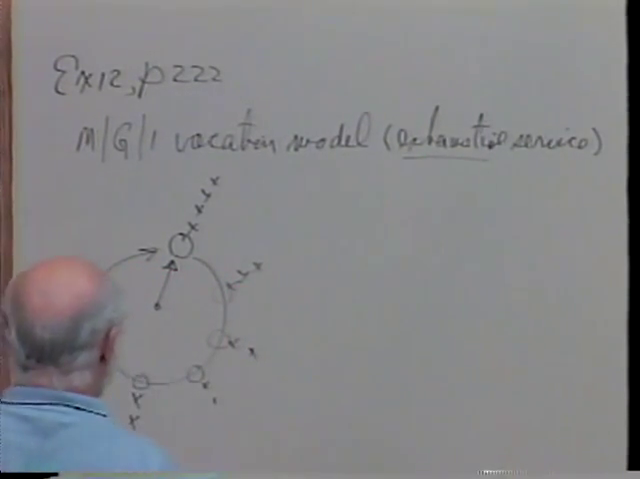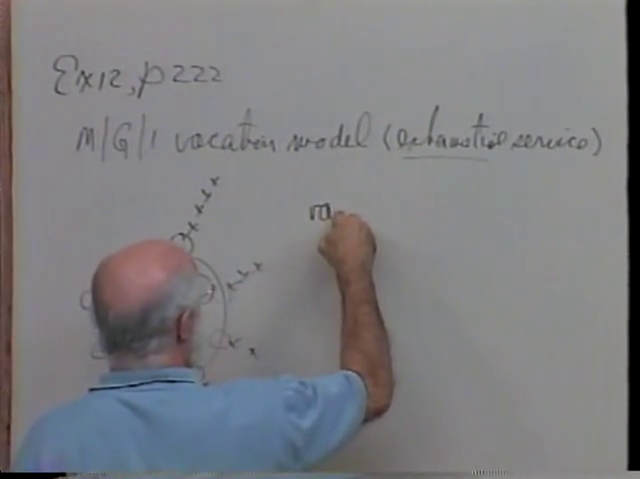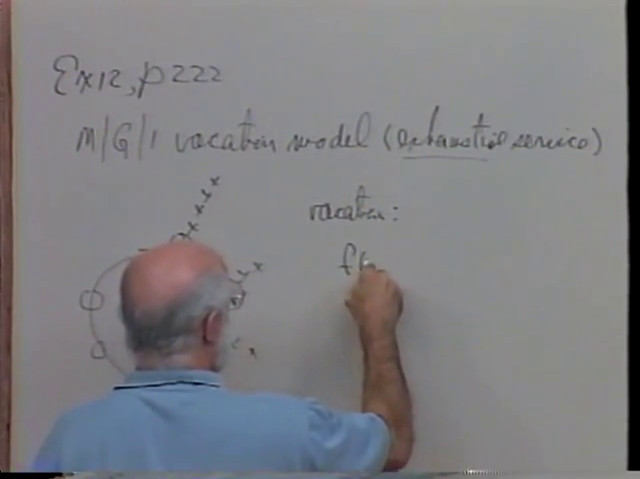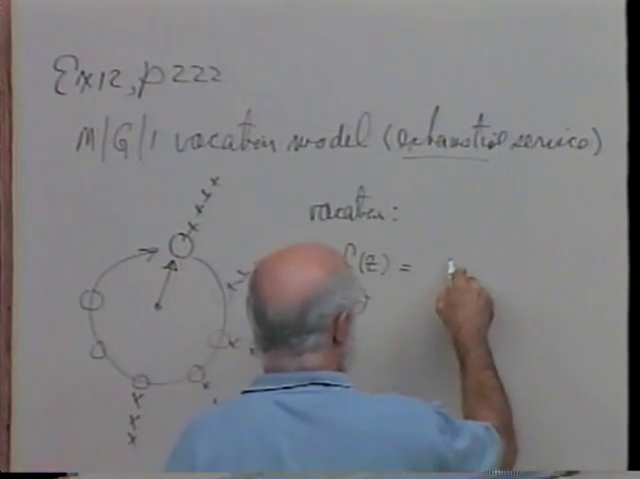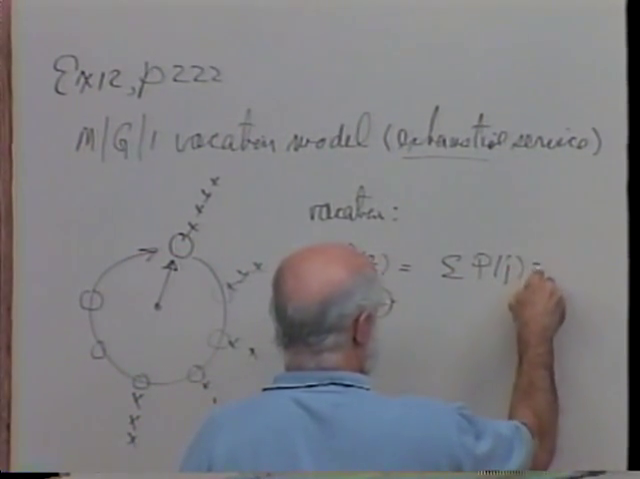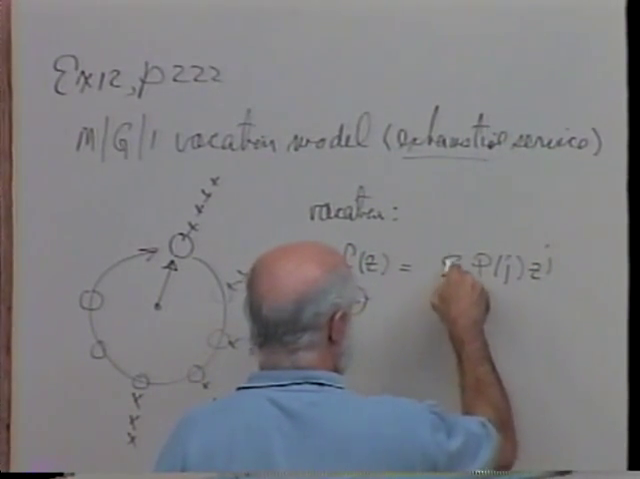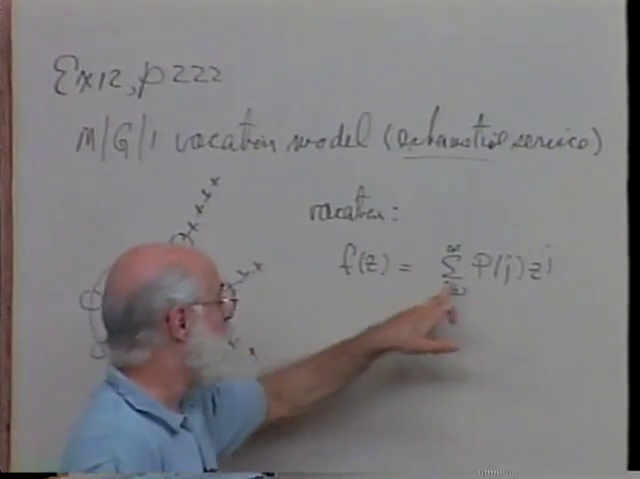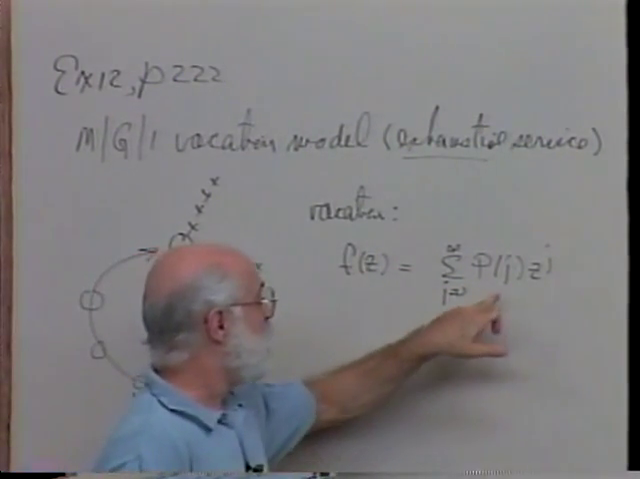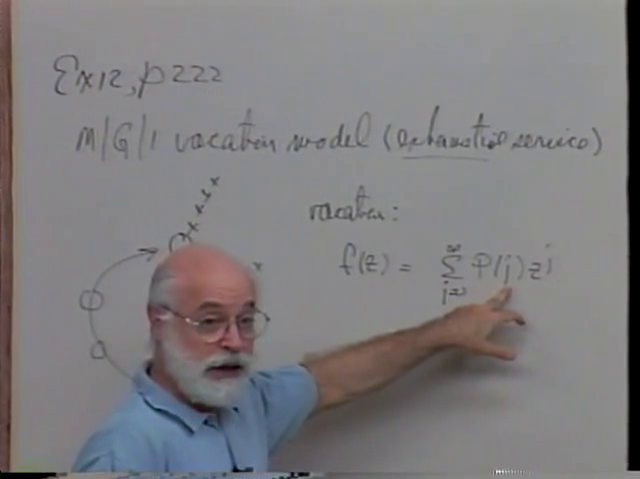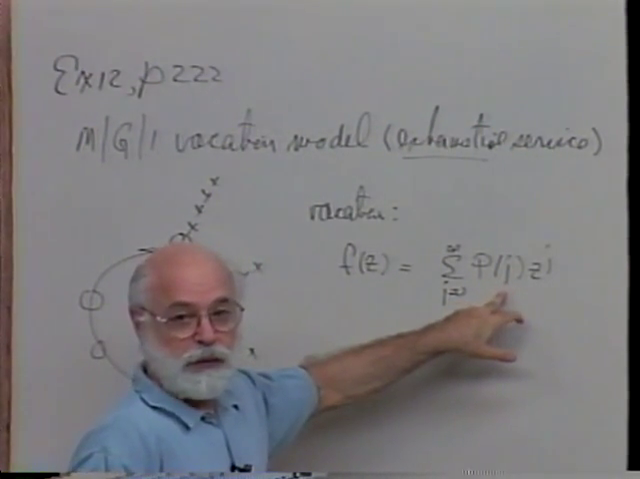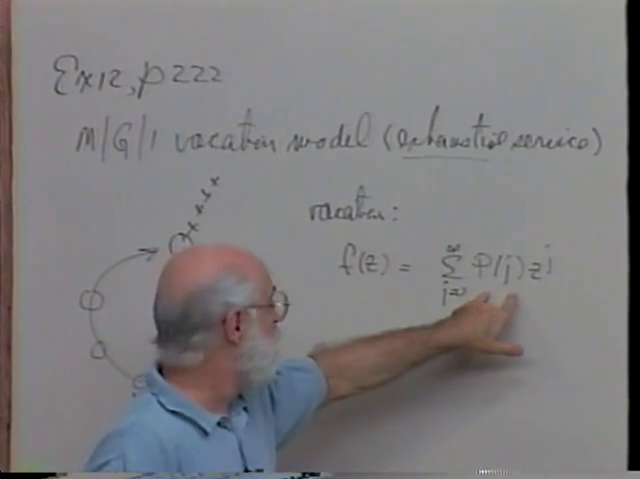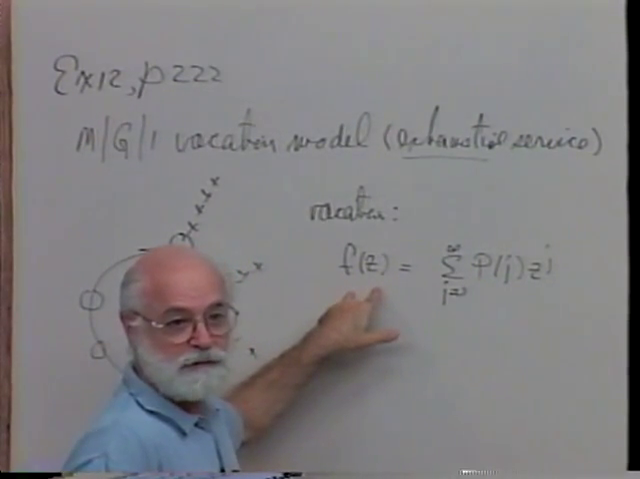So the way the vacation is defined is as follows. We define a generating function called f of z, in which Pj is the probability that when the server returns from a vacation, the number of customers it finds waiting for it is exactly j. I'm not specifying what this P is. I'm simply going to solve the problem in terms of its generating function.